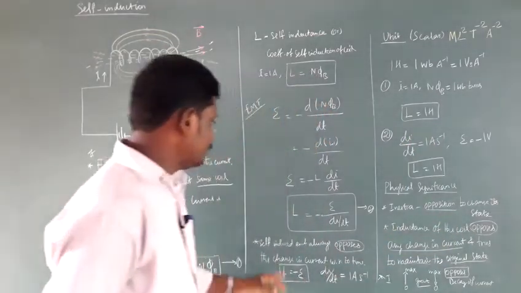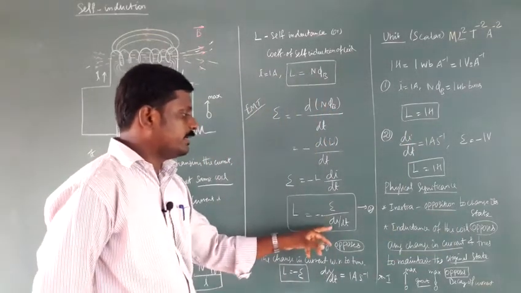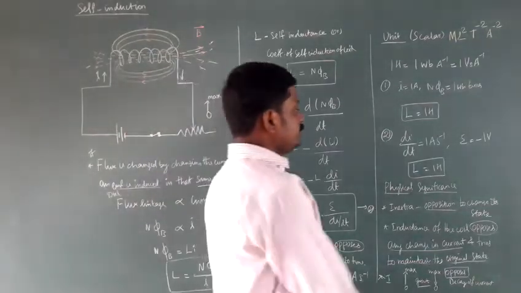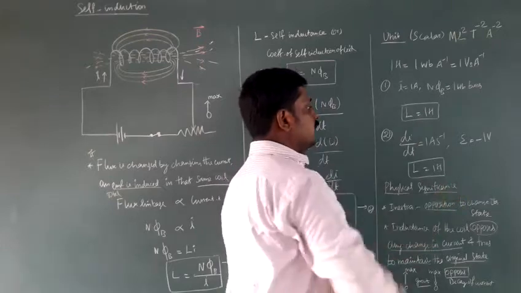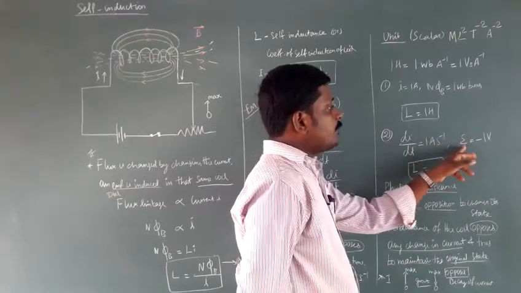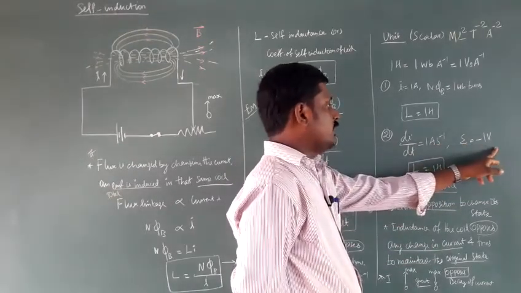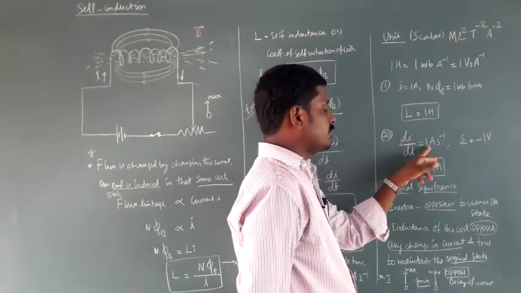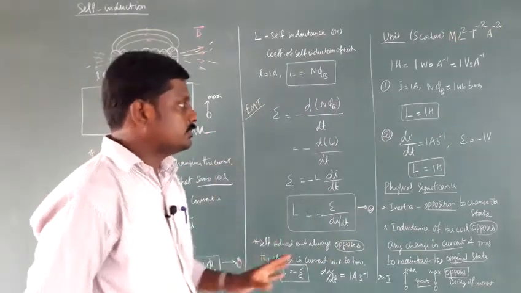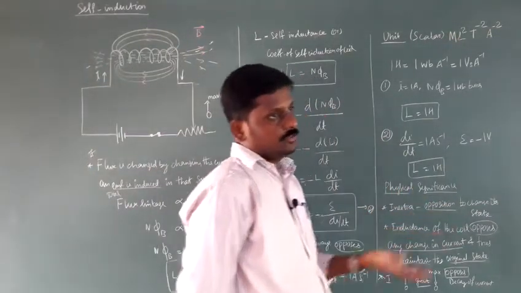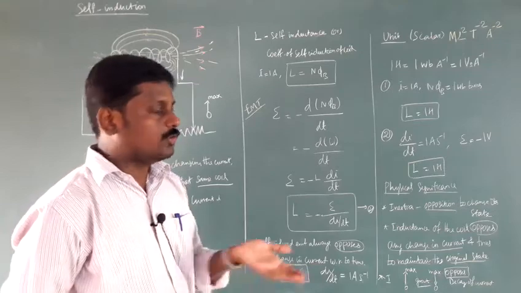Again, equation 2: L equals minus epsilon by di by dt. The self-inductance of the coil is 1 Henry when the opposing induced EMF produced in the coil is 1 volt when the rate of change of current is 1 ampere per second. So again the same is repeated. Depending upon the formula, you need to know how to write it in your own words.